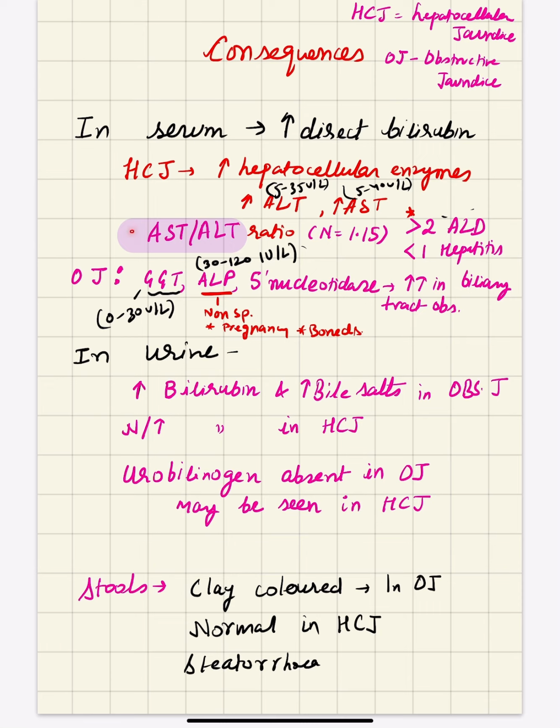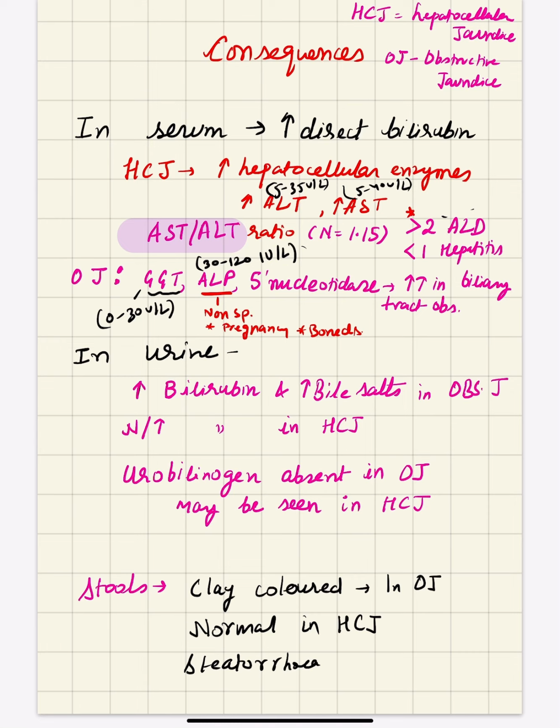Then we do the AST to ALT ratio. Normally this ratio is 1.15. In alcoholic liver disease, AST is more than ALT and the ratio is more than 2, while in hepatitis, ALT is raised more than AST and the ratio is less than 1. So this is important to differentiate between these two conditions.